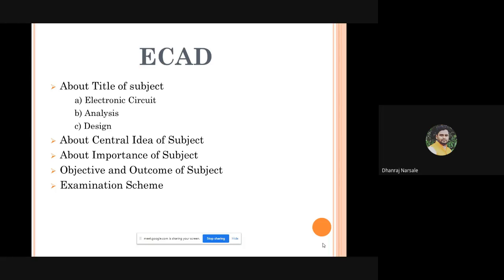Then, next point is the importance of this subject in our course. Actually, our course is electronics and telecommunication engineering. That course, that is ECAD, is the basic subject or the core subject. And in that core subject, we are going to see the 6 chapters, and we have to see what is the importance of this subject in our course.